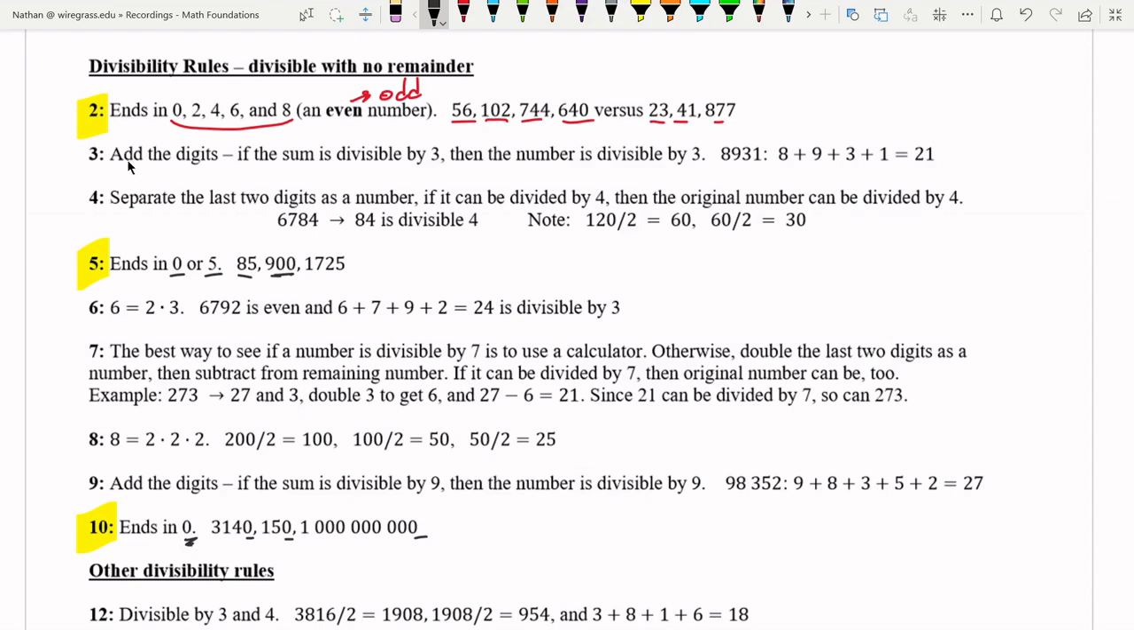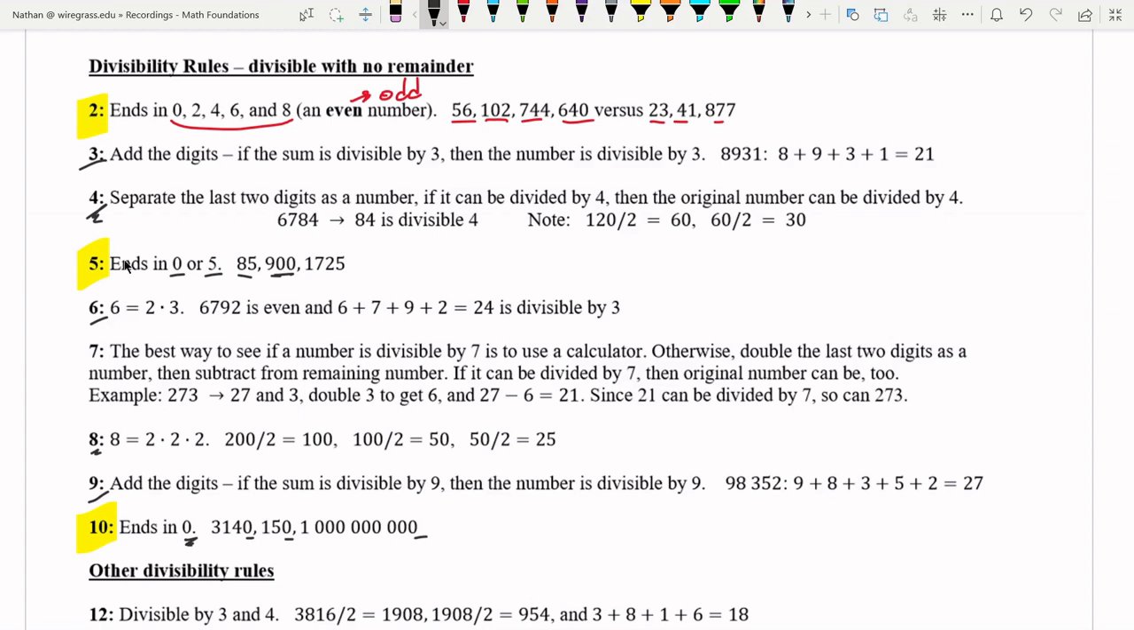There are, of course, divisibility rules for the rest of them. I recommend you read them up. 3, 6, 9, 8. 8's not too hard. 4 isn't too hard either. 8 and 4. But 3, 6, and 9 are fairly simple, but not as simple as 2, 5, and 10. Those are just the very easiest ones.